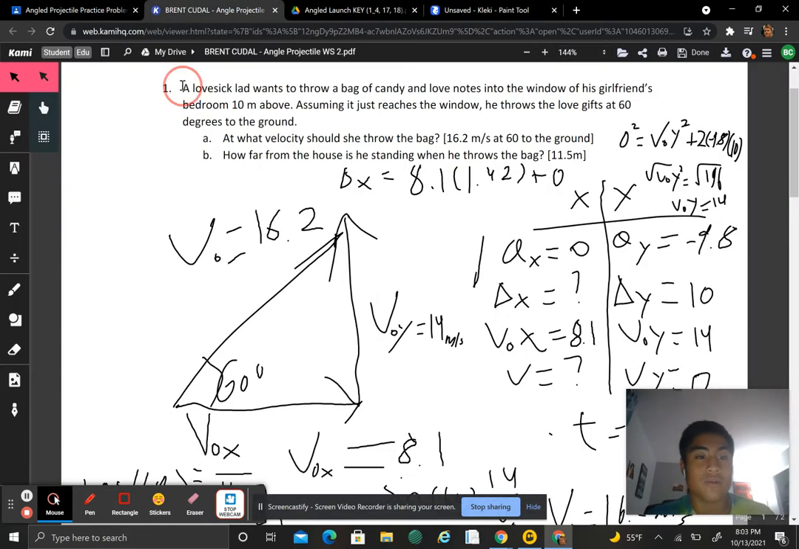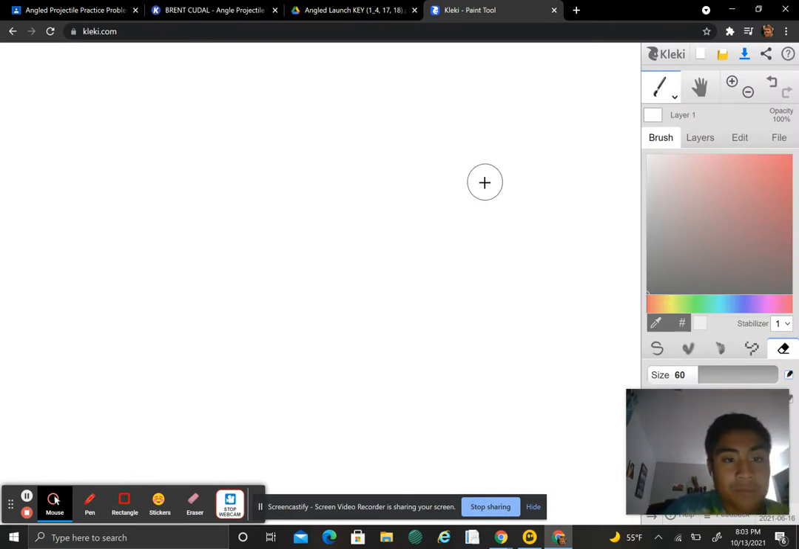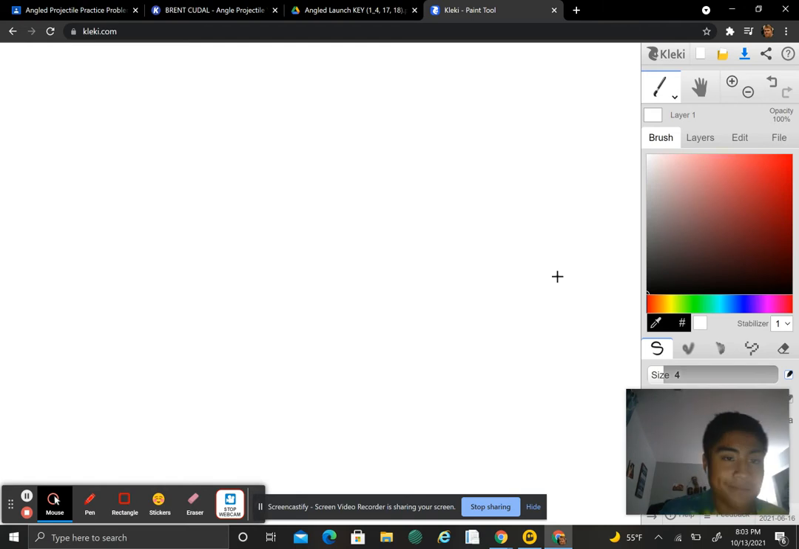So let's start. A lovesick lad wants to throw a bag of candy and love notes into the window of his girlfriend's bedroom 10 meters above. So let's draw that picture out already, okay? Sorry, I have it set to eraser.